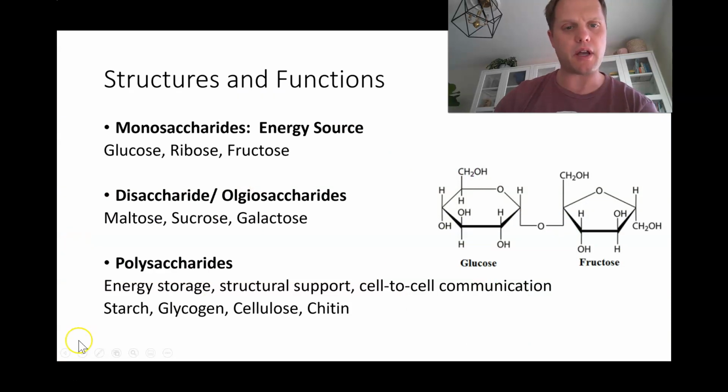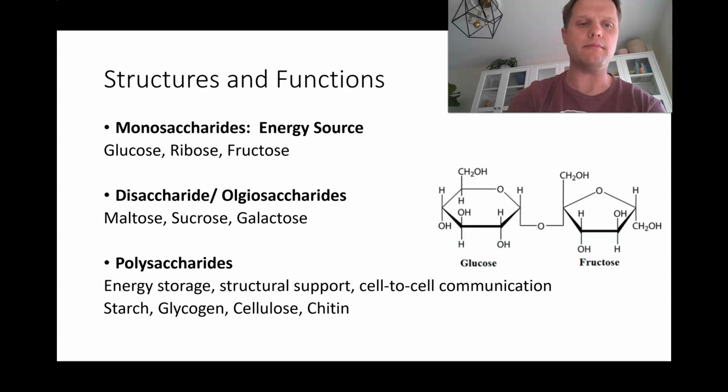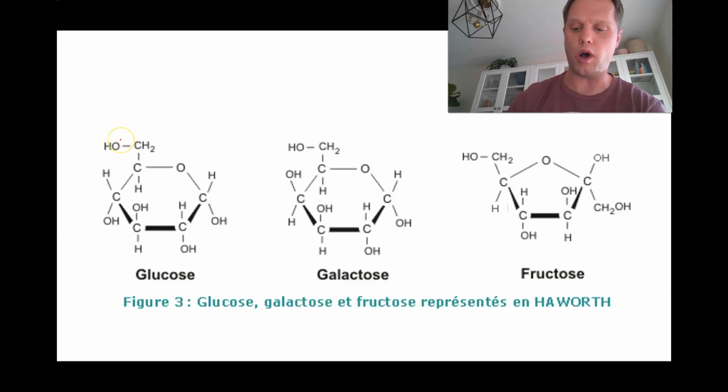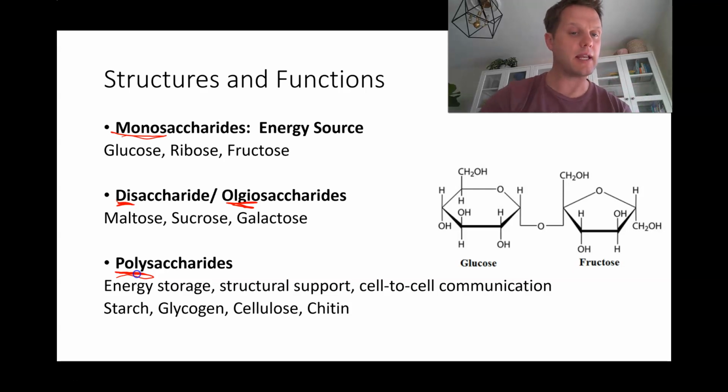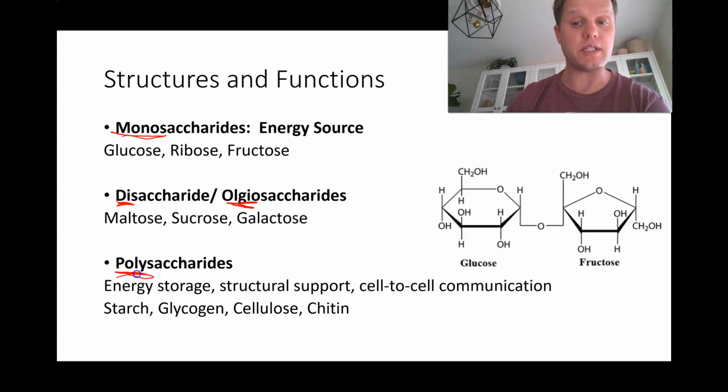So let's talk about the structures and functions. There are three types of carbohydrates you need to know about. Monosaccharides, mono means one. Disaccharides, which means two, or oligosaccharides, which means more than two. And polysaccharides, which means many. So when you have one sugar like glucose, that is a monosaccharide. Ribose is another single sugar, and fructose is another one as well.